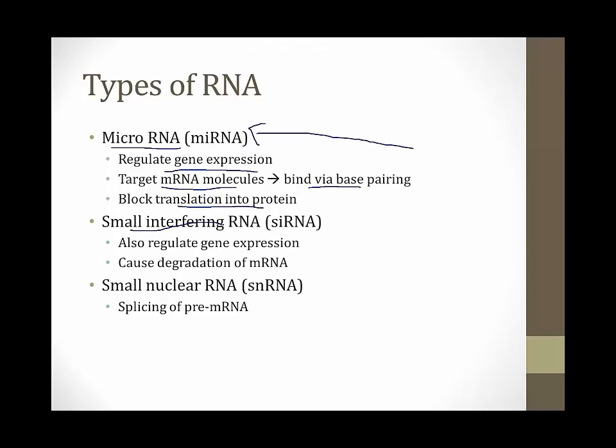Small interfering RNAs are another type of RNA that regulate gene expression. They can cause degradation of messenger RNA so it never goes on to form proteins. And then finally, small nuclear RNAs are a type of RNA that is important for splicing. We'll talk more about this later.